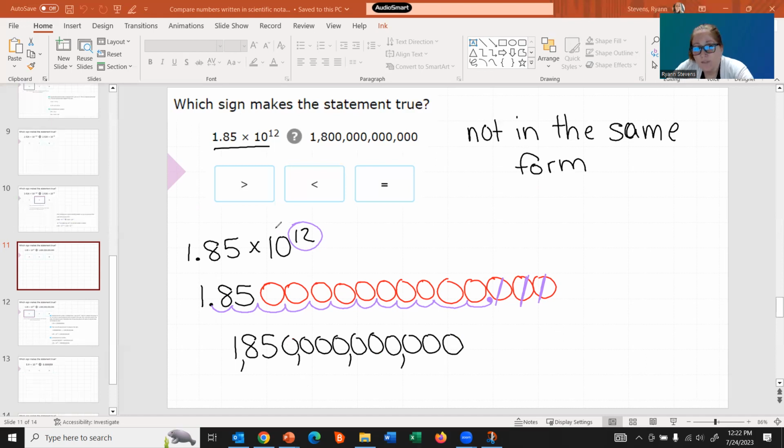And now these numbers look very, very similar when we convert it to standard form. However, we have to take note that this is 1, 8, and then a 0. And then this one, because if we look, we have groups of 1, 2, 3, 4. So 1, 2, 3, 4 kind of matches, but this number that we have converted to standard form is 185, which is going to be the greater number. So we want this symbol to say 1.85 times 10 to the 12th power is greater than.